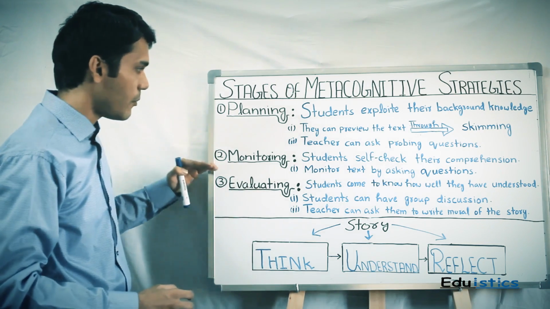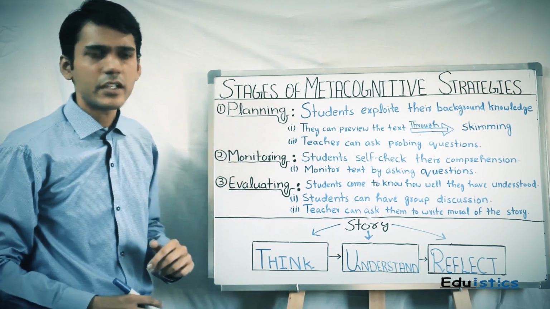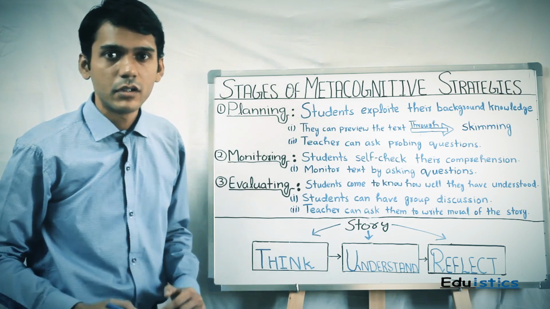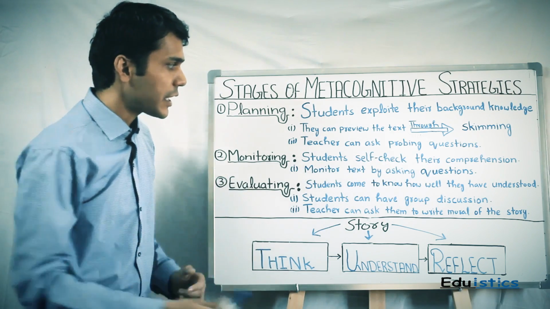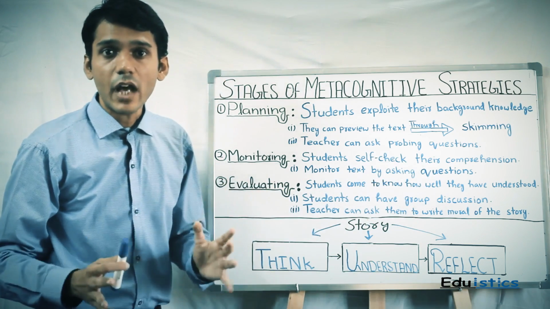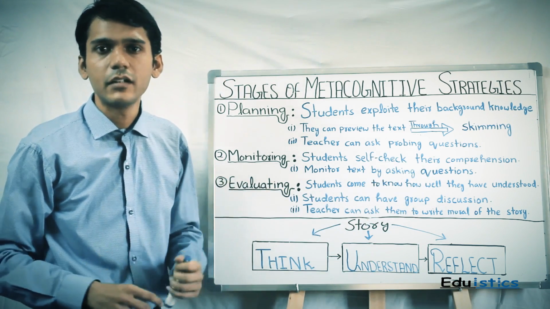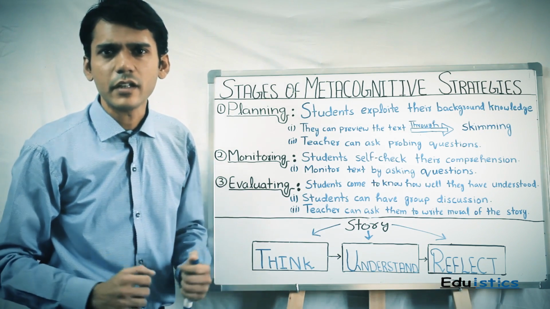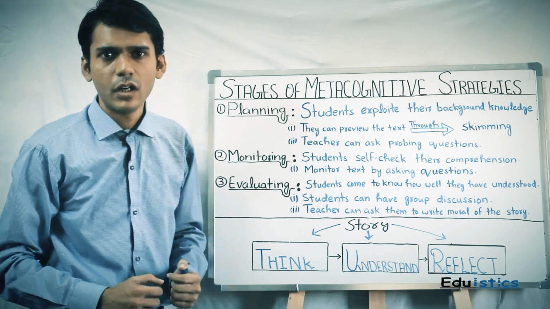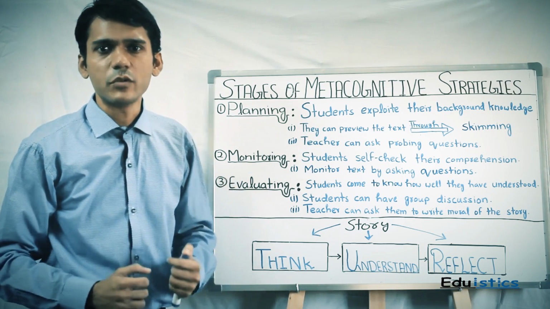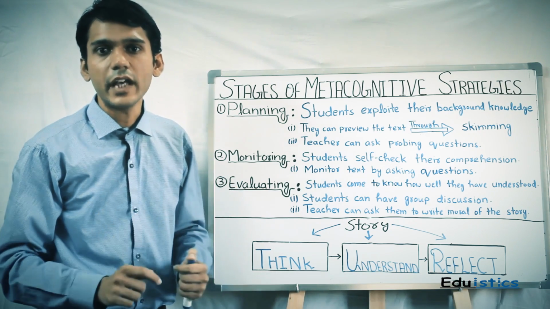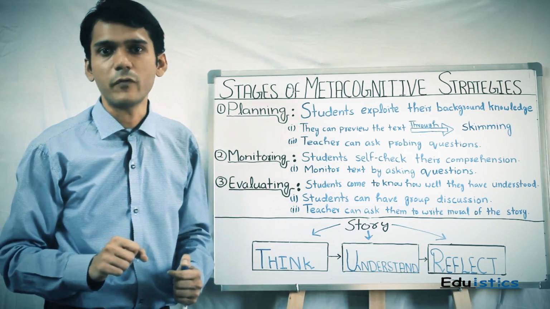Now we come towards monitoring. At this stage, the students self-check their comprehension. In order to do this, they can monitor the text by asking questions. They will ask questions by themselves, like what the author is trying to say, what is the moral of the story, what is the theme of the story. It is very necessary for readers to monitor their text in order to get information out of it.